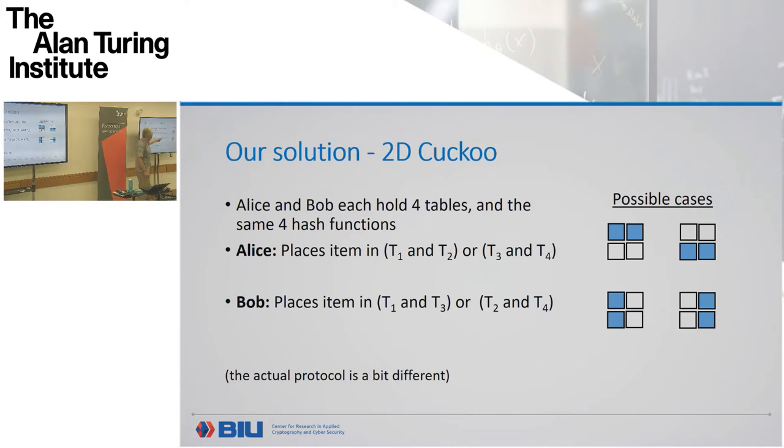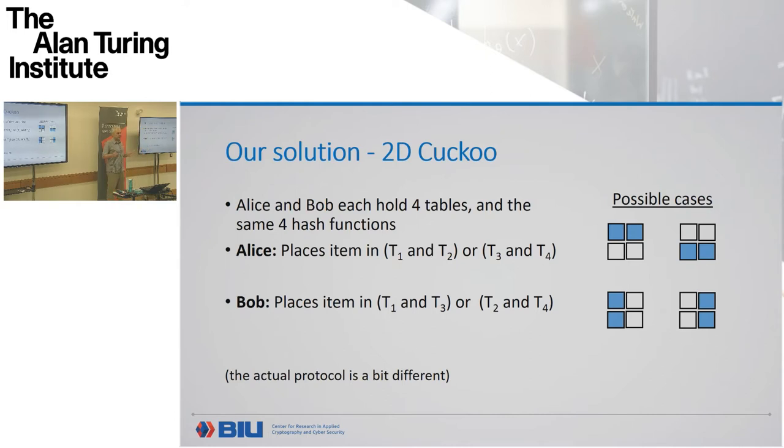Each of Alice's items should be mapped either to the 2 top tables or to the 2 lower tables. Each of Bob's items should be placed either in the 2 left tables or in the 2 right tables, okay? So basically, it's like Cuckoo hashing, but it's different. Instead of putting it in one location or in the other, you have to put it in these 2 locations or in these 2 locations, in these 2 tables or these 2 tables, okay?